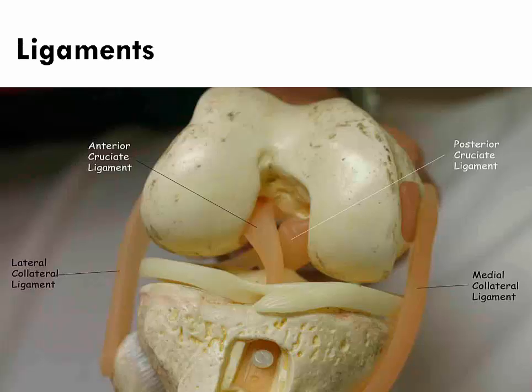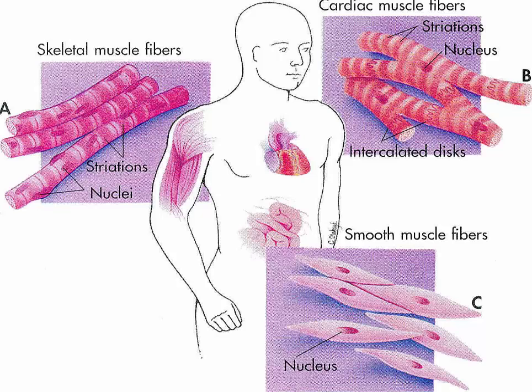Ligaments are fibrous connective tissue that attach bone to bone and usually serve to hold structures together to keep them stable. Skeletal muscles are long, thin, multinucleated fibers with striations attached to bones of the skeleton. Their function is locomotion and they are under voluntary control.